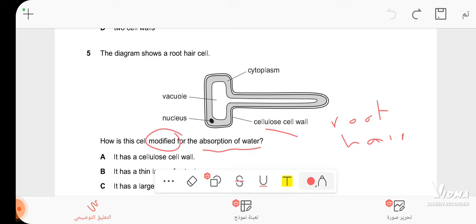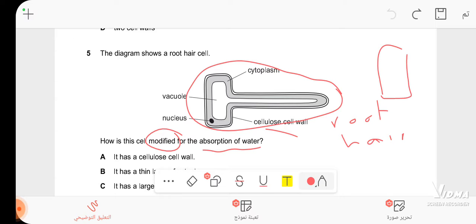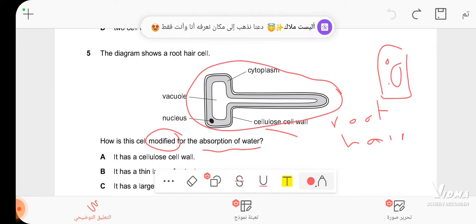If we talk about the absorption of any root hair or any plant cell, we have to remember the surface area. This shape, or all of this modification, as we know, the normal shape for the plant cell takes this square shape. The plant cell contains chloroplast and large vacuoles and so on. So let's say that this elongation is to increase the surface area.